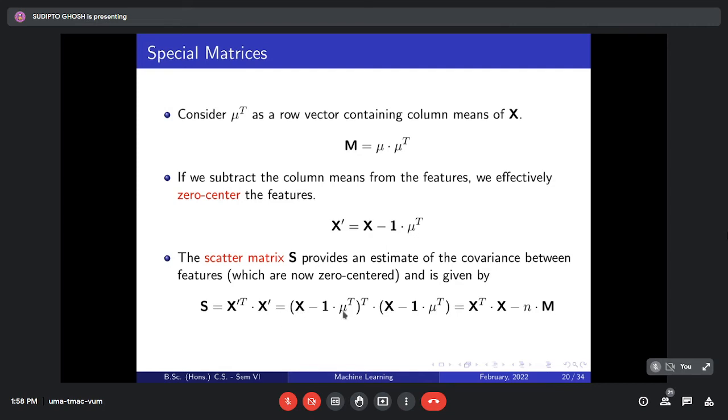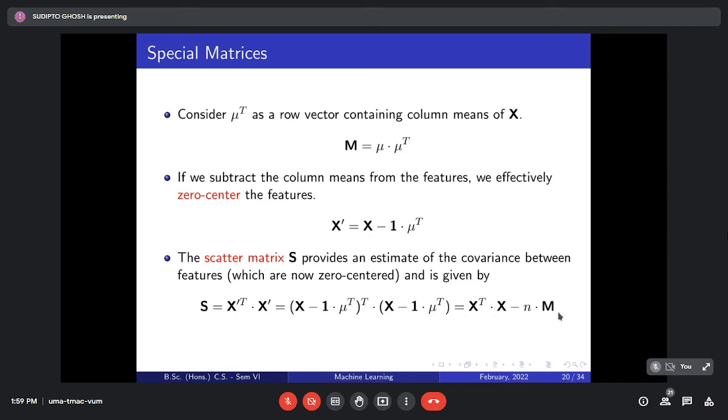So X minus one, like we subtract the means from all the X, take its transpose times the zero centered data again. Then if you multiply this inside, you will come up with X transpose X minus N mu times mu transpose, that we can then replace with capital M. So scatter matrix S will be equivalent to X transpose X minus NM.